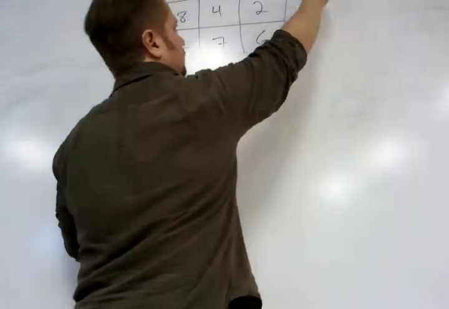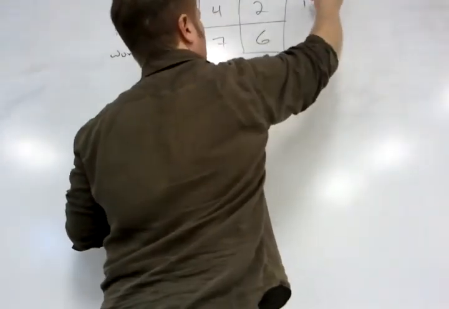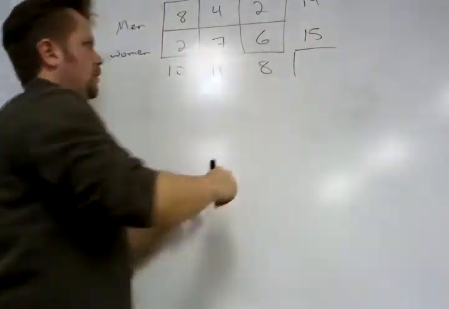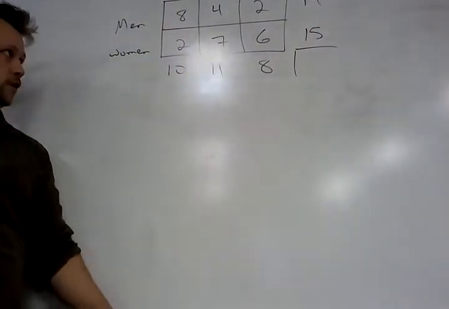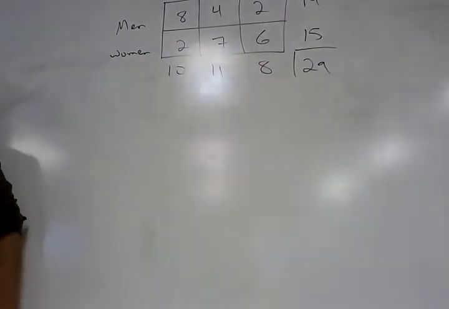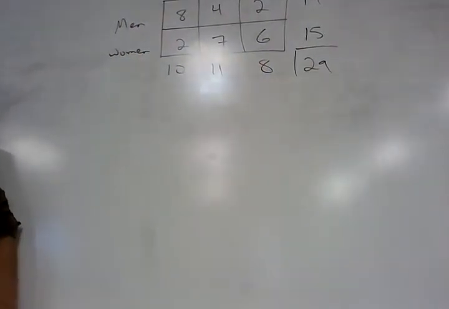There are 14 total men and 15 total women. So how many total people were there? 29. Don't add these to those because then you counted everybody twice. Right? Just make sure that adds up the same in both directions.